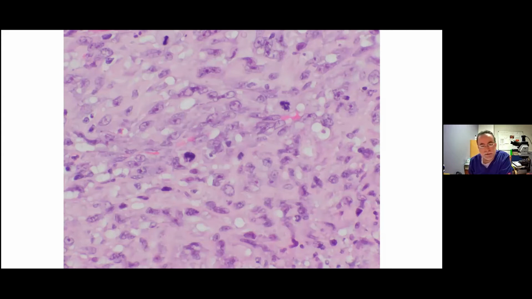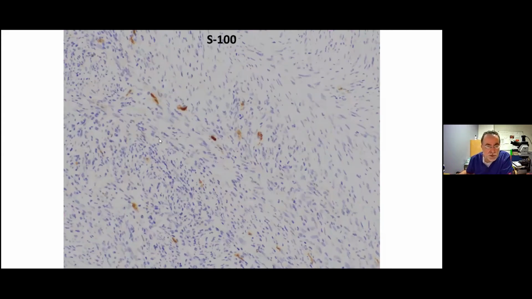So how to confirm that? We do S100. One of the characteristic features of S100, although S100 is a neural marker, and one would expect that MPNST should be diffusely positive, actually, it's not the case. S100 is supposed to be very focally positive in MPNST, and it correlates with the degree of malignancy. The more undifferentiated the tumor, the less S100 is expressed.